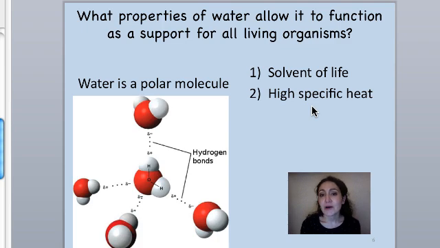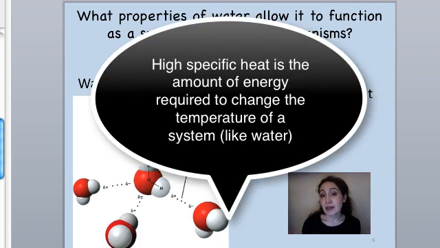The other property of water is high specific heat. This means high specific heat is the amount of energy that must be put into the system that can change the temperature of that particular system. And when we're talking about a system, we can talk about a solution. So it's the amount of energy that is required to change the temperature of water even just by 1 degree.